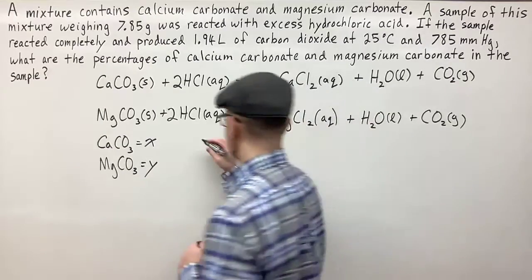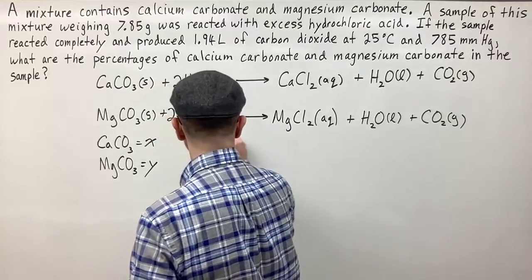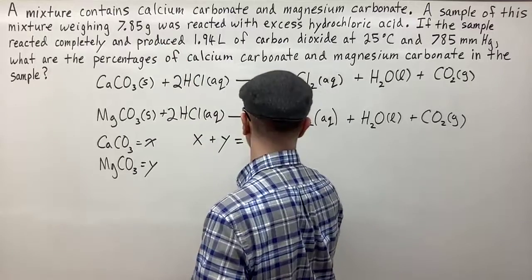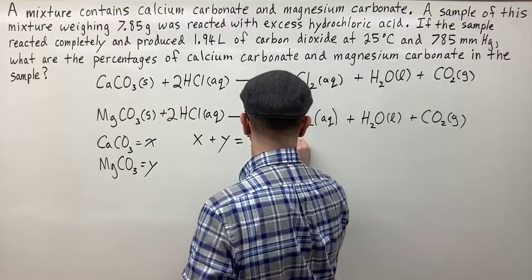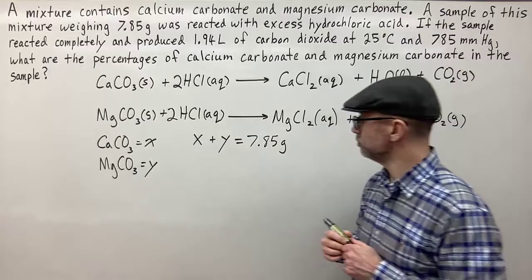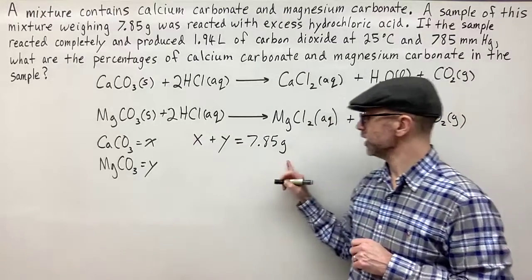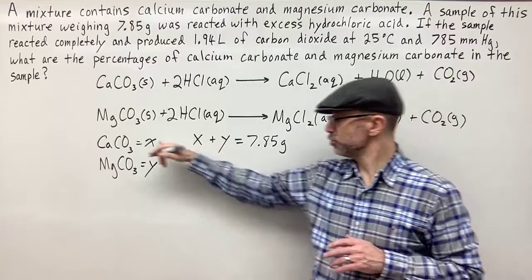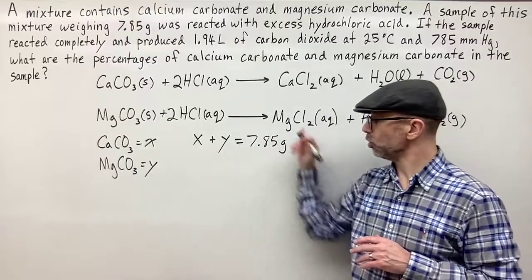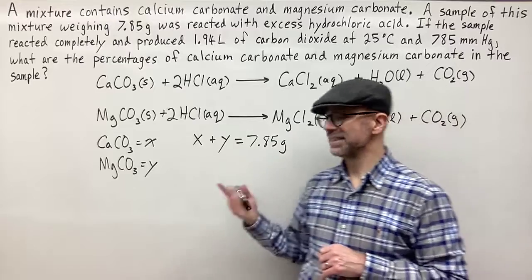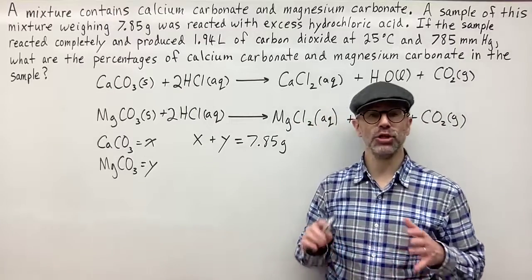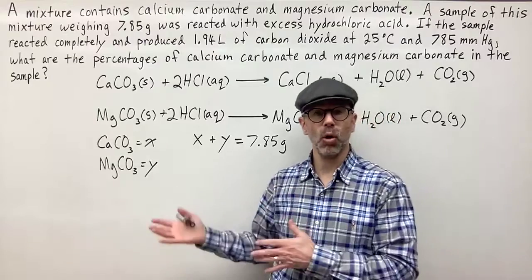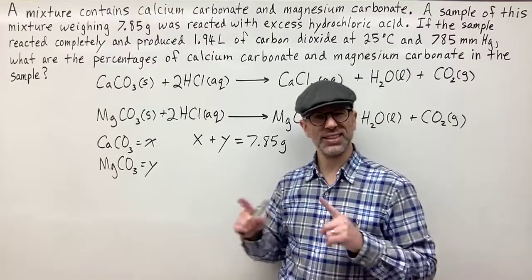So if that's the case, then X plus Y is going to be equal to the total, which is 7.85 grams. Okay, so here's the first equation. So I have the two substances added together equals the whole. Okay, so the next thing I'm going to do is I got to convert each of these gram amounts to moles. Okay, so that's the next step.